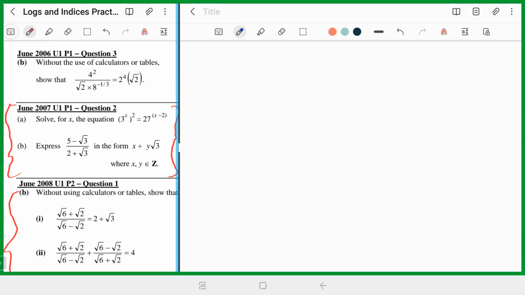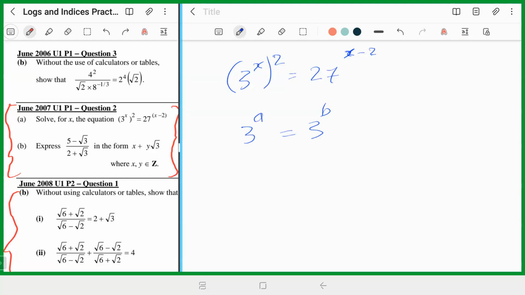All right, let's look at the first one, part A. Part A says solve for x. Solve means find the unknown, which is x, right? That clearly is an indices question. Indices, basic stuff. 3 to the x all squared equals 27 to the x minus 2. Bring everything to base 3. Bring both sides to base 3. So in this case, we want to get 3 to the something equals 3 to the something else, which would mean that the two somethings are equal, right? That's what you're trying to do.